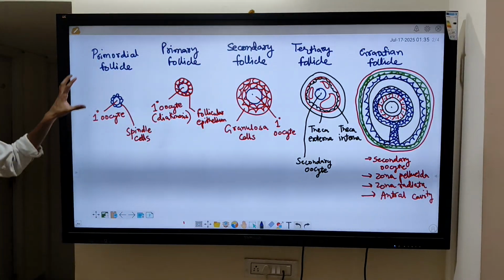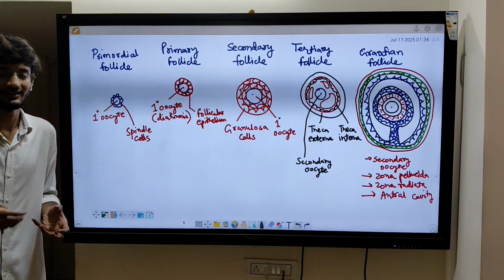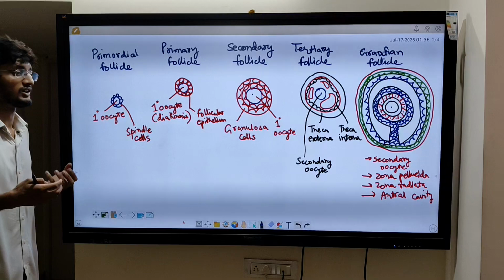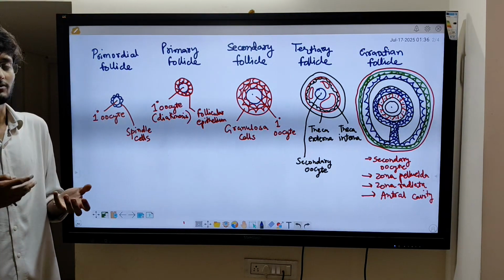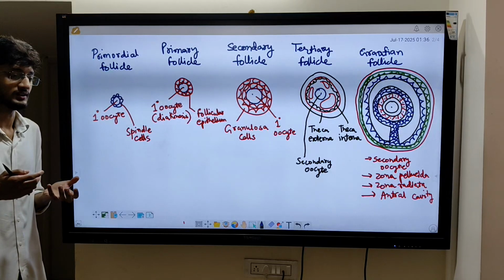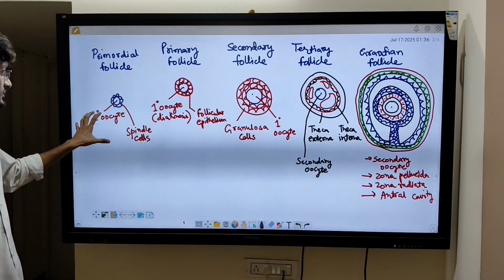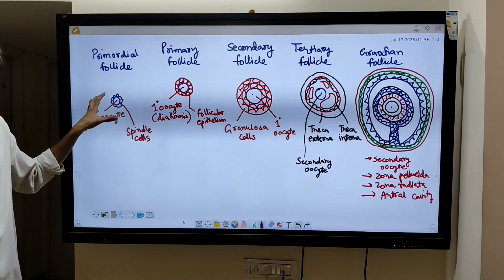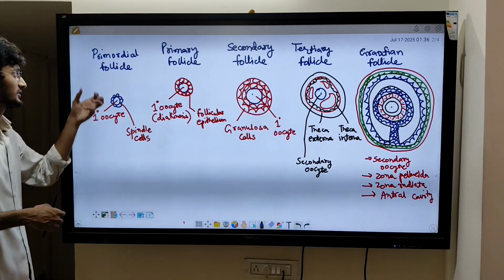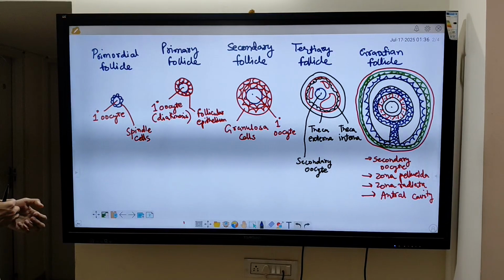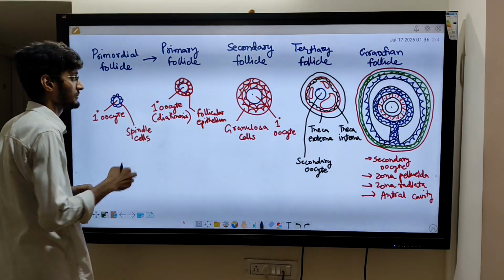Okay, so the first follicle, which is known as the primordial follicle, is basically the follicle present when a female is a fetus, right? It has a primary oocyte, and it is surrounded by spindle cells. So this is known as the primordial follicle, which will later develop into the primary follicle.